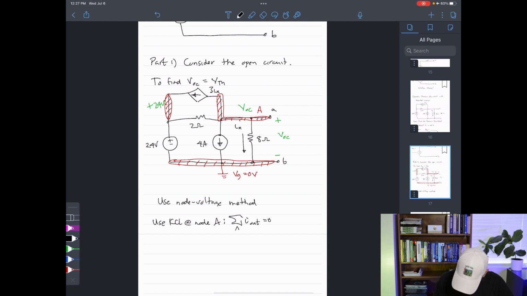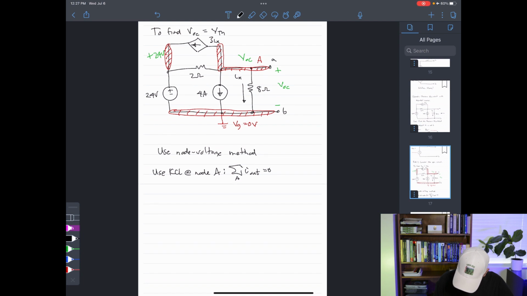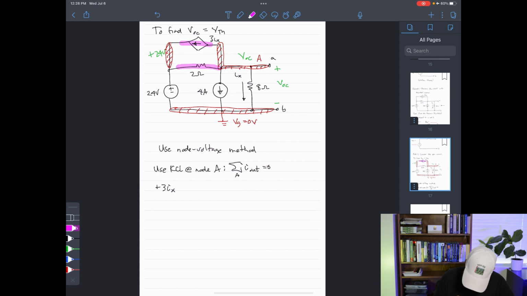And the convention that I'm using is that the sum of the currents flowing out of this node must add up to 0. So here, I have one current exiting this node going that way. That's 3Ix, so plus 3Ix. I have a current going from this node to that node out of node A. So that is plus VOC minus the 24 volts that it's going to, divided by the 2 ohm resistor that it's flowing through. I also have a current going down this way, and it's going out of that node, so I have plus 4 amps. And then I have a current going down that way out of node A.